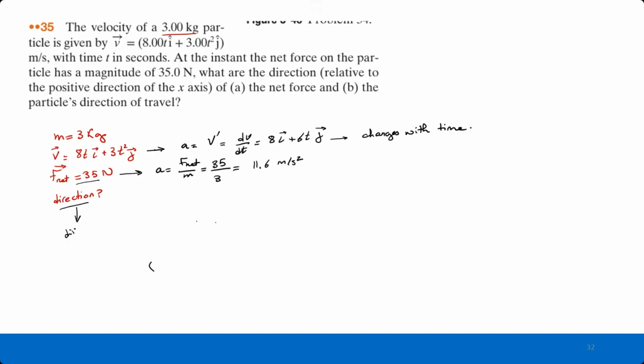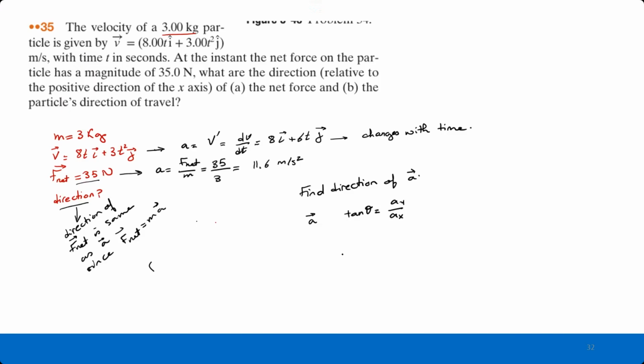One thing I know in particular is the direction of F net is the same as the acceleration, since F net equals ma, so these two have the same directions. So I'm gonna try to find the direction of A, and this is gonna be simply the direction of F net as well. To find the direction of A, I will need to find tangent theta, which is AY over AX. Let's find AY and AX. How? I know AX is 8, perfect, from this equation, but AY is 6t. At this particular instant, I want to know what t is, and thus I can deduce AY.